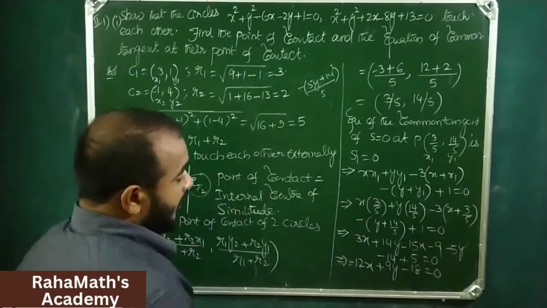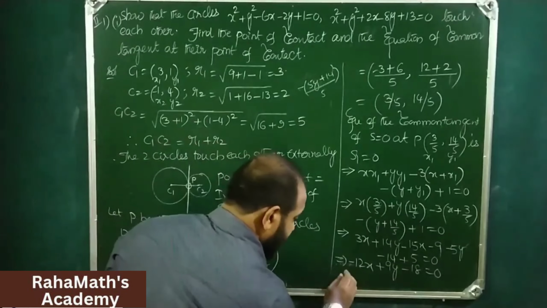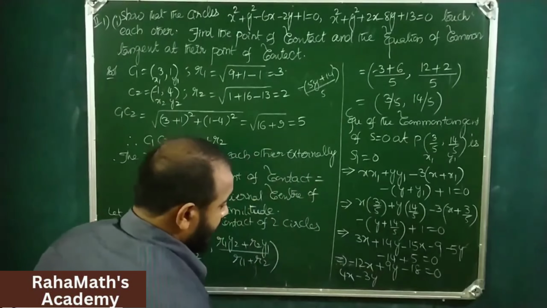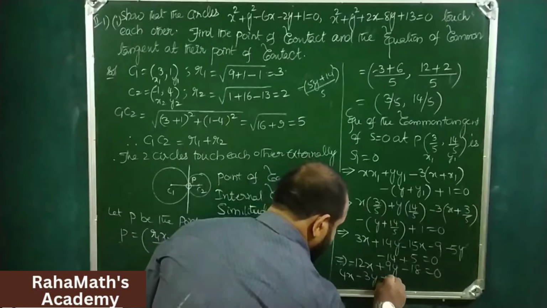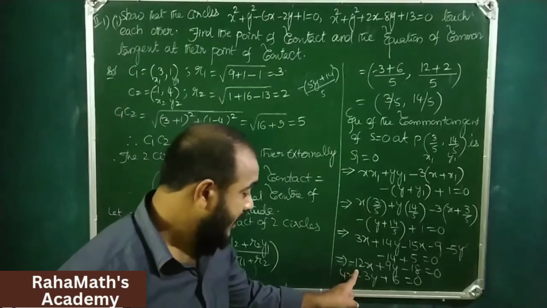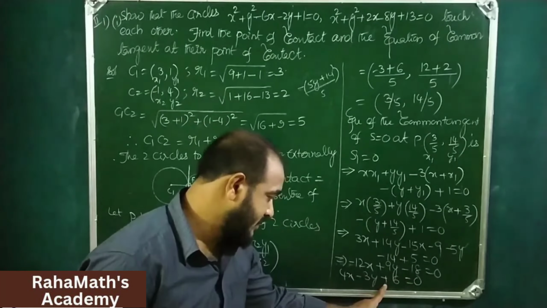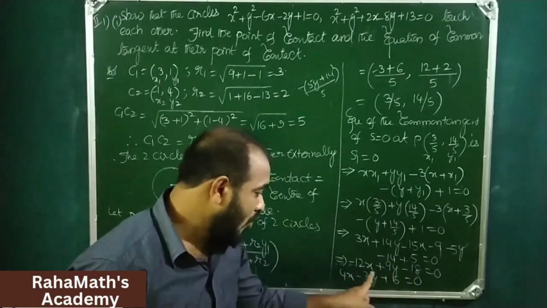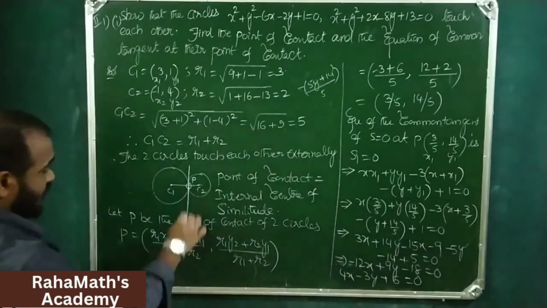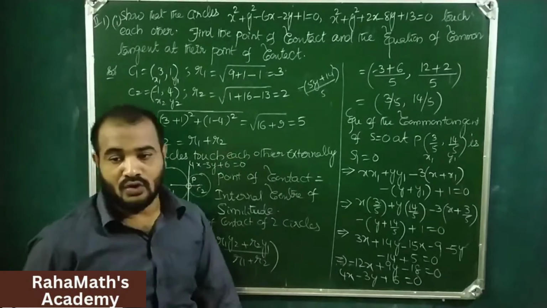If I take minus 3 as common, then 3x, 4x, minus 3y, and plus 3 6s are 18, equals 0. I have taken minus 3 as common. This minus becomes plus, this plus becomes minus, this minus becomes plus. And since 3 is taken common, 3 4s, 3 3s, 3 6s. So 4x minus 3y plus 6 equals 0 is this line.